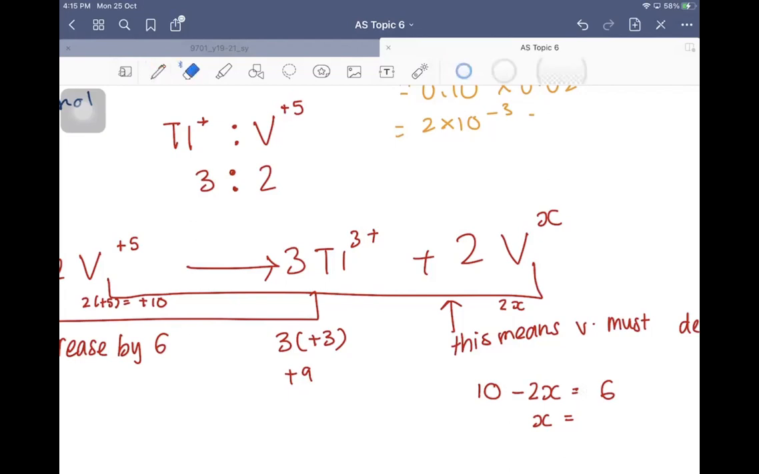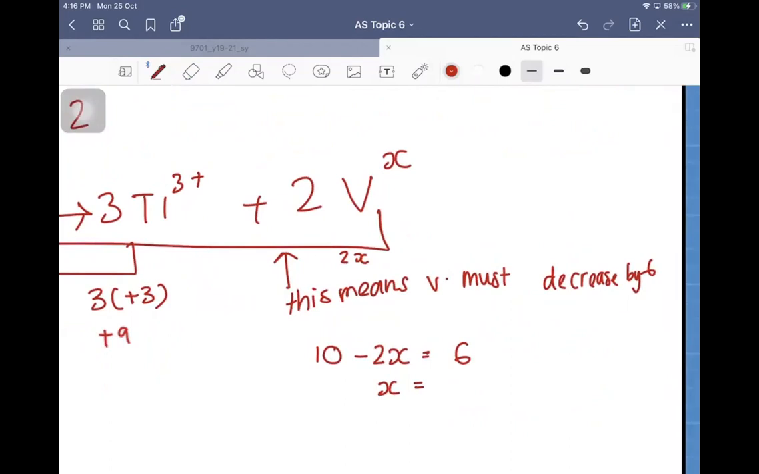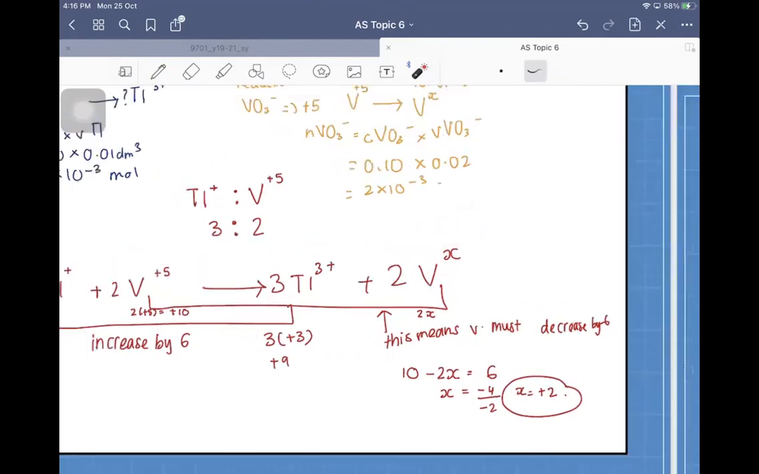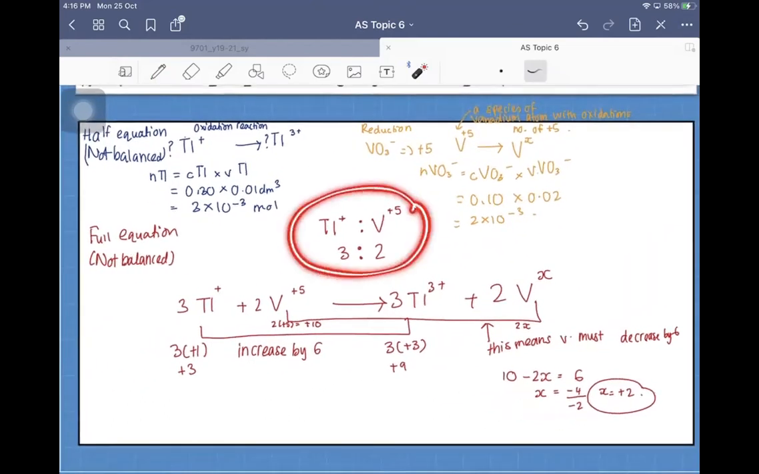If you add on the sign, it will be wrong. So when 10 minus 2 lots of x, it should be 6 because we want it to match with our oxidation. Our reduction must also be 6. So that means 6 minus 10 is -4, divided by -2. So x is +2. That's how you find the oxidation number of x. If you put x into here, you will see that the reduction and the oxidation match. It increases by 6, decreases by 6. The only thing that's difficult, the extra step here, is to find the number of moles to balance the atoms.